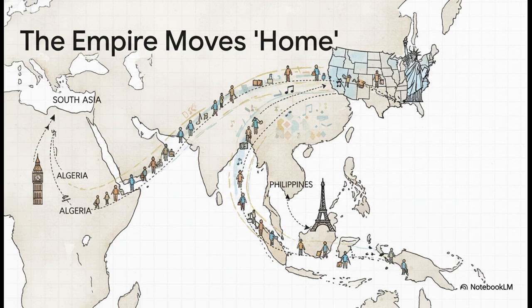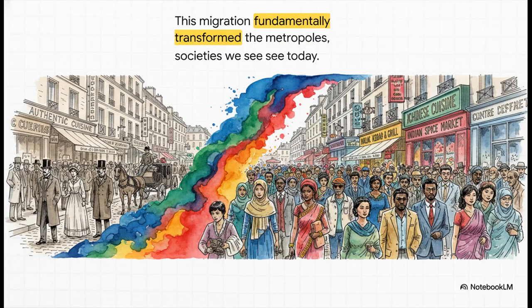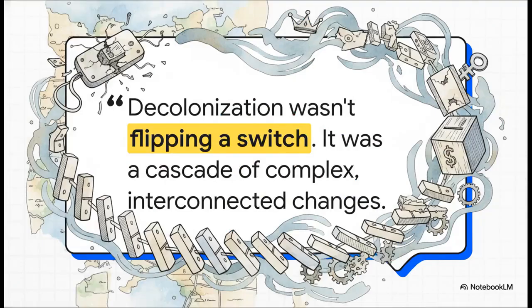People from South Asia moving to Britain, Algerians to France, Filipinos to the United States, all seeking work and education. And this had a massive impact, not so much on the former colonies, but on the metropoles themselves. Countries like Britain and France, which had been largely homogeneous, were fundamentally transformed. They became the diverse, multicultural societies we see today, a direct and lasting legacy of their own imperial past playing out right at home.